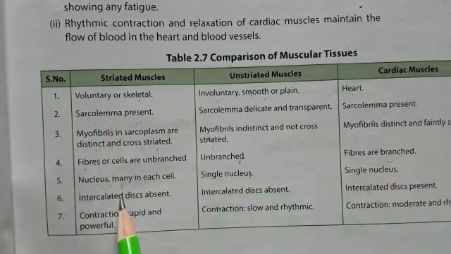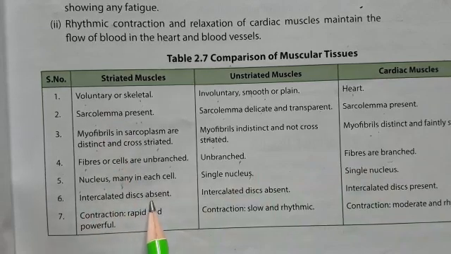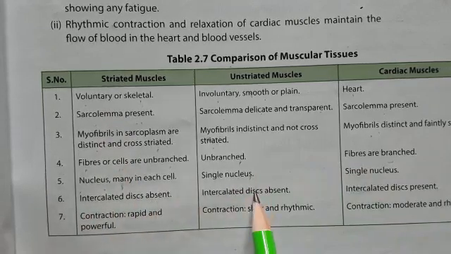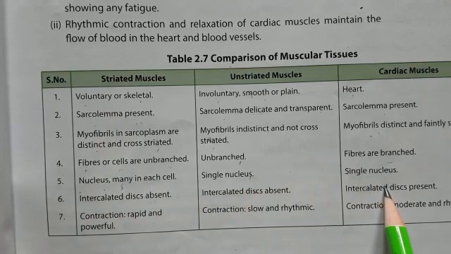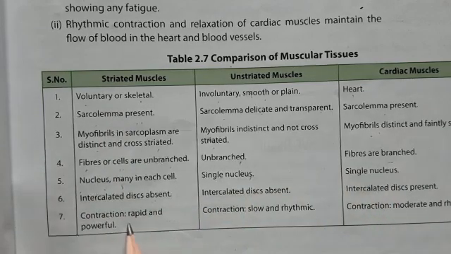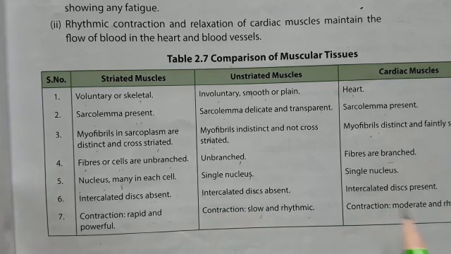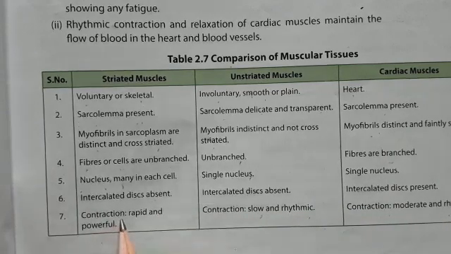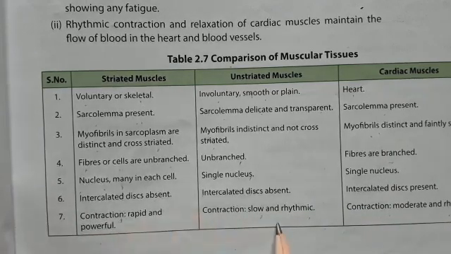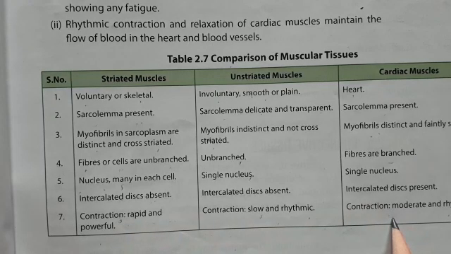Then in striated, intercalated discs are absent. Here also they are absent, but in cardiac they are present. Here the contraction is very rapid and powerful. Here contraction is slow and rhythmic. Here contraction is moderate and rhythmic. Okay. They get tired and need rest. They do not get tired and they work throughout life without getting tired.